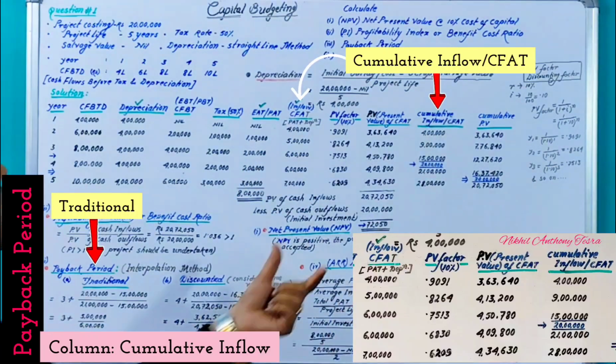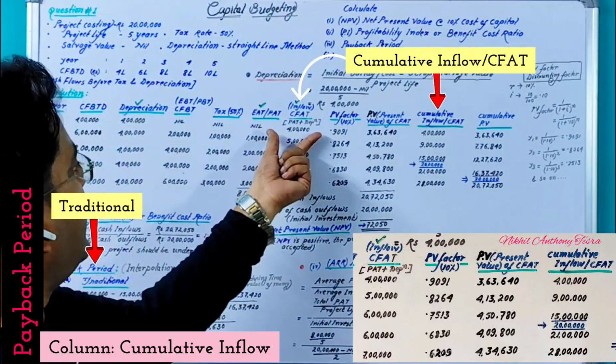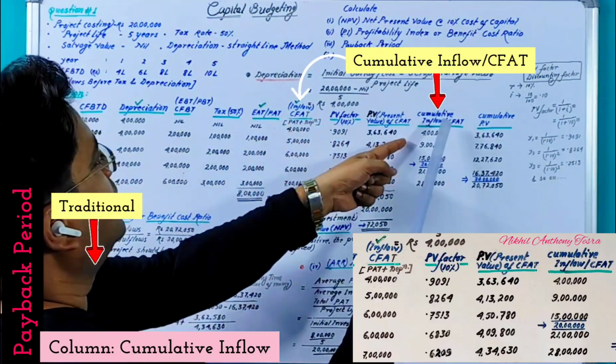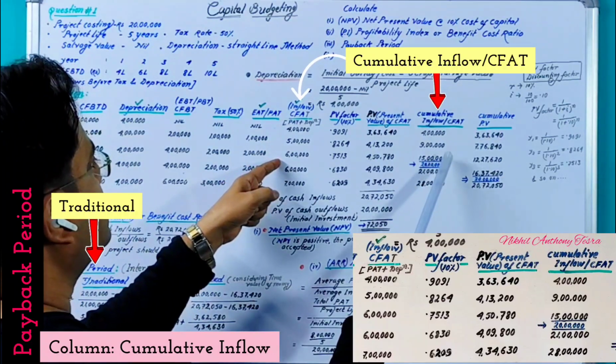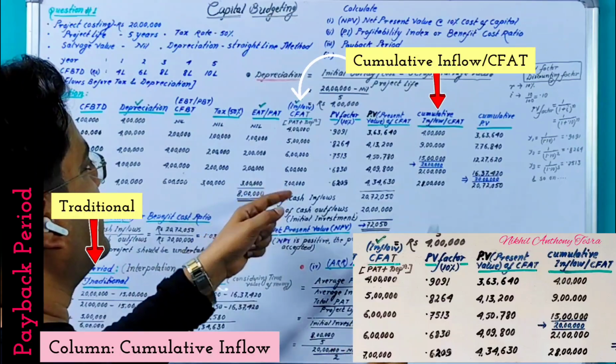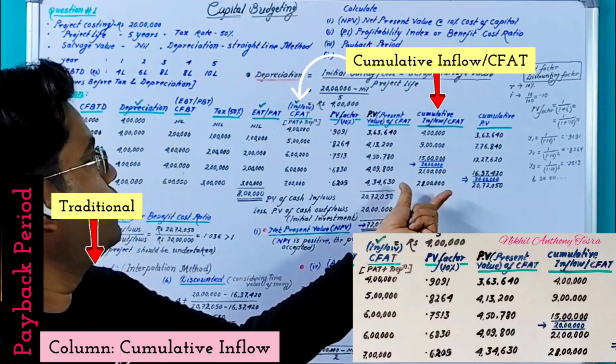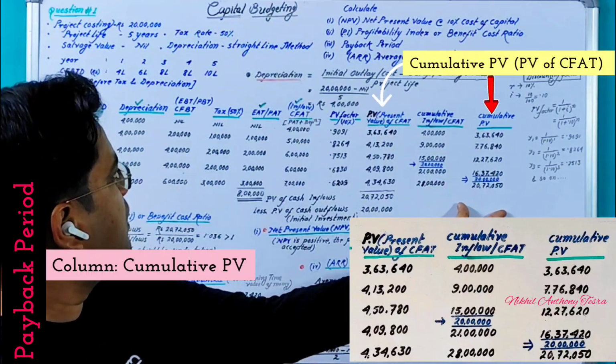Here, we consider the cumulative inflow column. So you check across the inflow column, 4 lakhs. You write this 4 lakhs here. Now 4 plus 5, that is 9 lakhs. 9 plus 6 is 15 lakhs. 15 plus 6 is 21 lakhs. 21 lakhs plus 7 is 28 lakhs. So friends, here we are opening the cumulative inflow column.